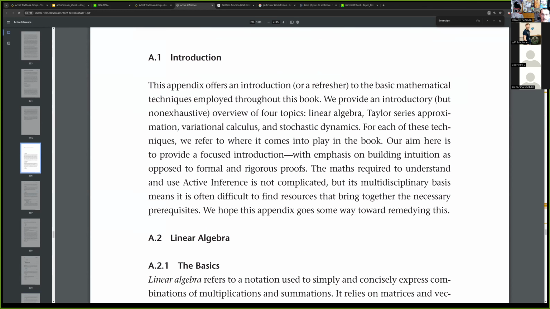No. So here are the four topics: linear algebra, series approximation, like series expansions, function approximation, variational calculus, and stochastic dynamics. So systems that have a dynamical nature and a probabilistic nature. But that's the math. This is also foundational for going further into Bayesian mechanics, because in many ways it's just more remixes and concatenations of these core mathematical motifs.